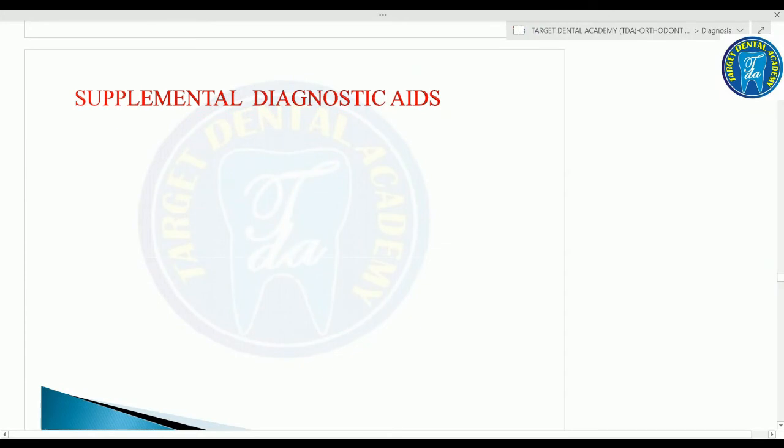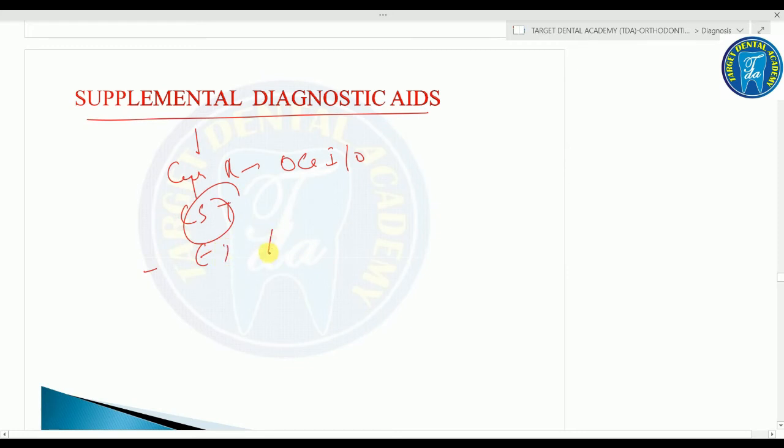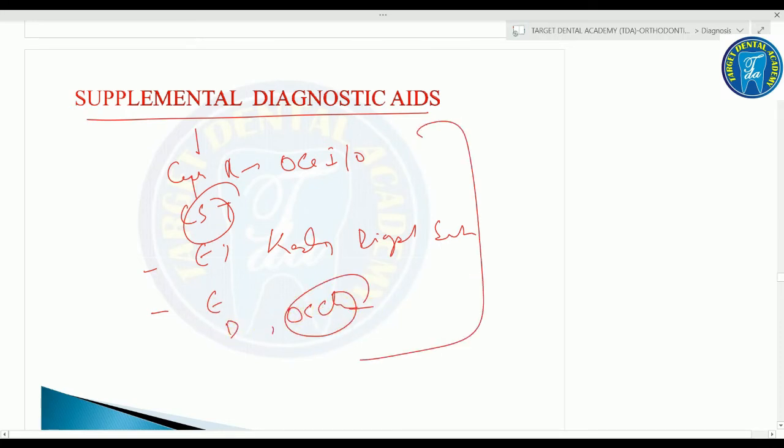So after this, next are the supplemental diagnostic aids. We have already discussed these. These are the Ceph radiographs, the occlusal intraoral films, the cone shift technique, electromyography, or the Kesling diagnostic setup. And in this we can also do the endocrine test, the diagnostic setup, and occlusograms. It is not very important, but in special cases you can go for the supplemental diagnostic aids.